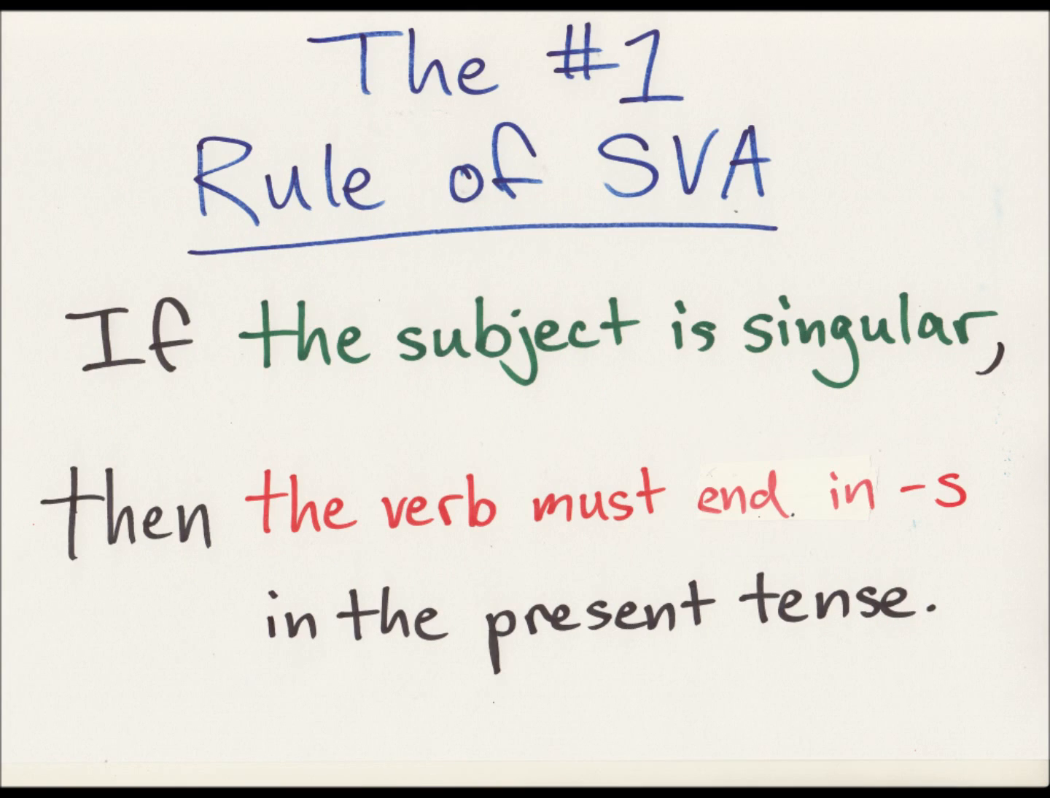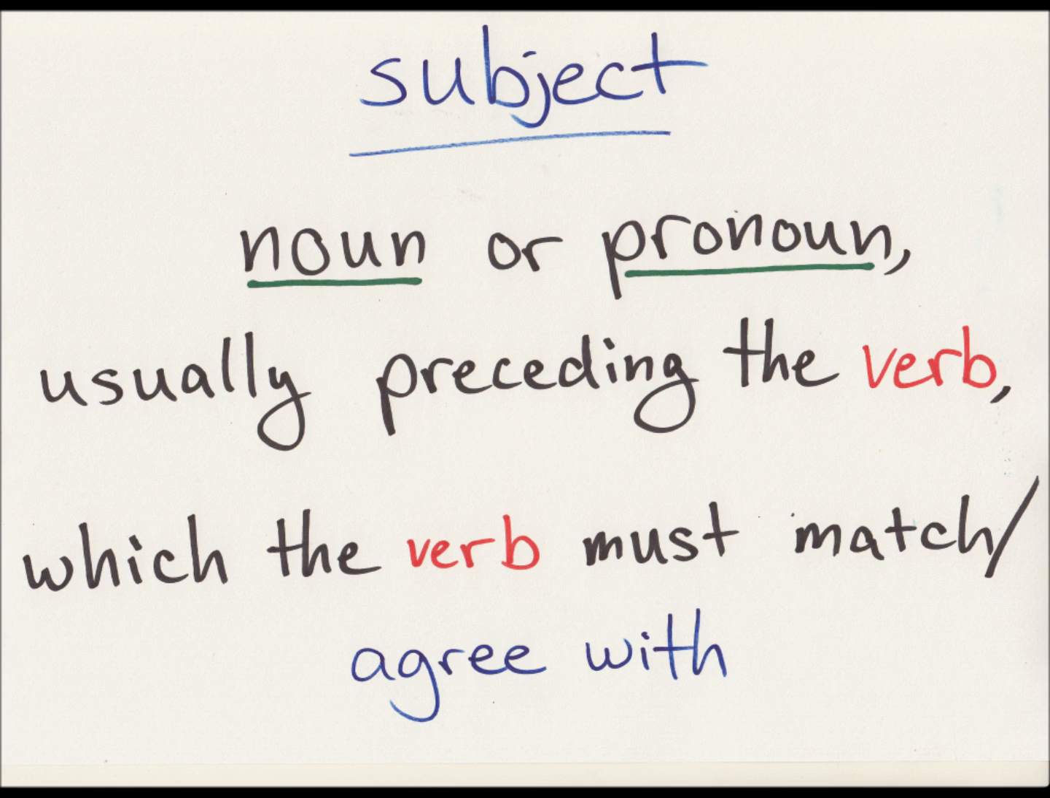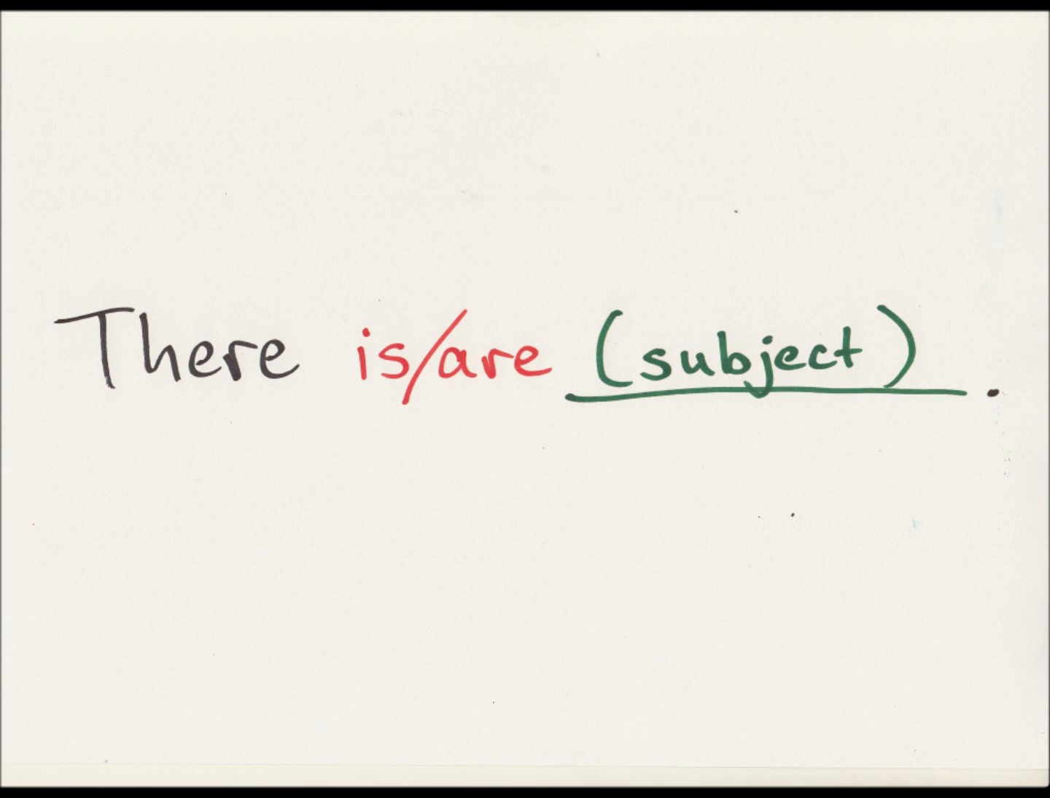In summary, remember that the most important rule of subject-verb agreement is that when a subject is singular, its verb must have an S at the end in the present tense. The subject is a noun or pronoun that usually comes before a verb, but may come after it when the sentence begins with there.